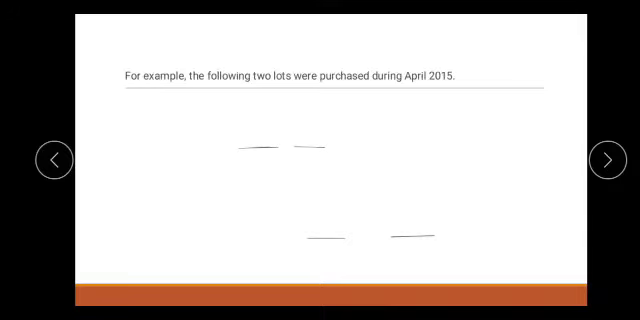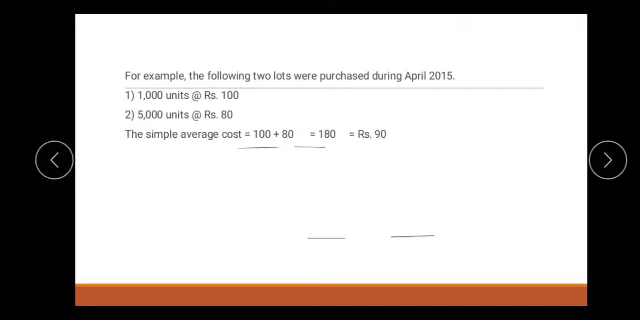For example, the following two lots were purchased during April 2015. First, 1000 units at rupees 100 and second, 5000 units at rupees 80. The simple average cost: 100 plus 80 is equal to 180, and divided by 2 is equal to rupees 90.